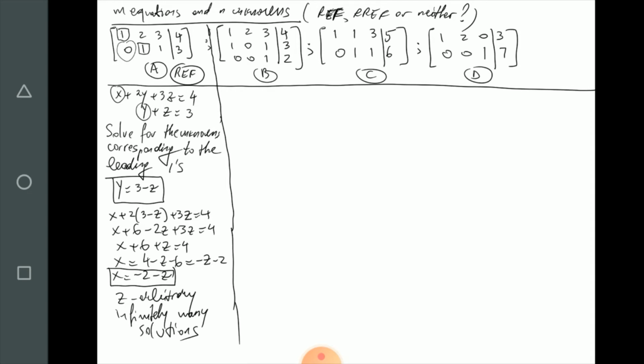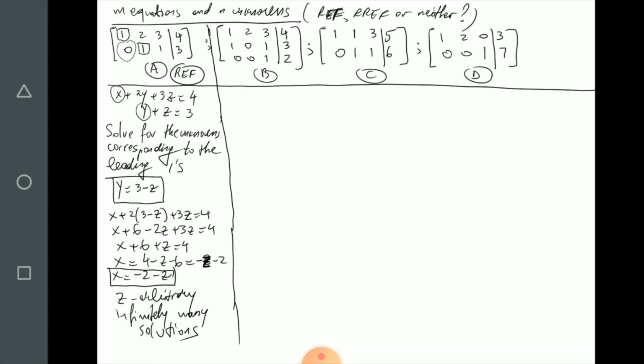Whenever you have fewer leading ones than unknowns, you typically end up with this situation. Let me double check quickly. 3 minus z, 4 minus 2. So x plus 2 times 3 minus z plus 3z is 6 minus 2z, all good, 4 minus 6. Okay. So you always solve for the leading ones, as I said before. All right.